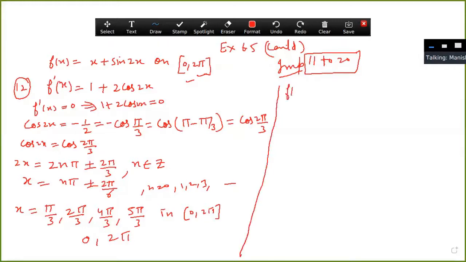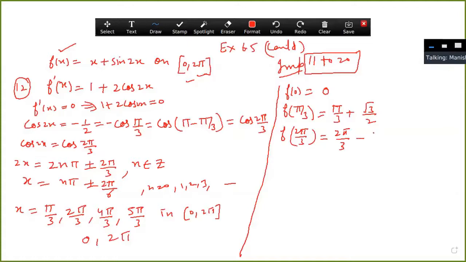f(0) first. If you put x = 0 in f(x), you get 0 + 0, which comes out 0. And then f(pi/3): put pi by 3 here, you get pi by 3 plus sin 2 pi by 3, and this becomes plus root 3 by 2. And now f(2 pi/3). Simplify it. You get 4 pi by 3 in the sine. It becomes pi plus pi by 3.